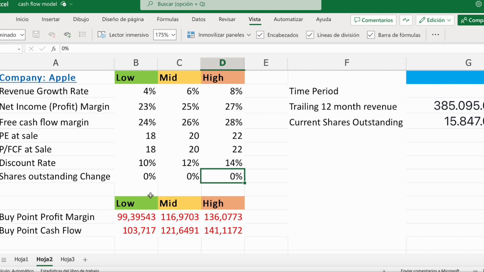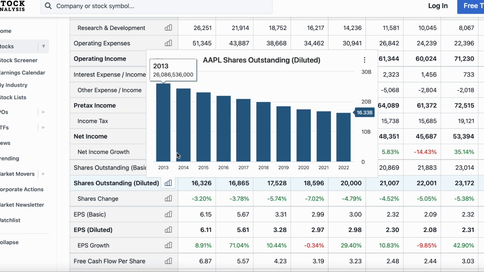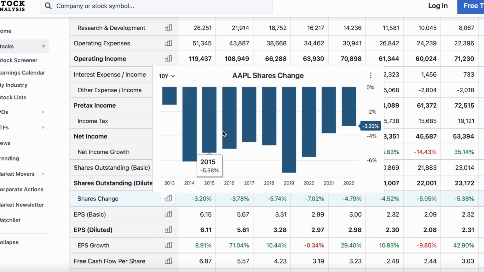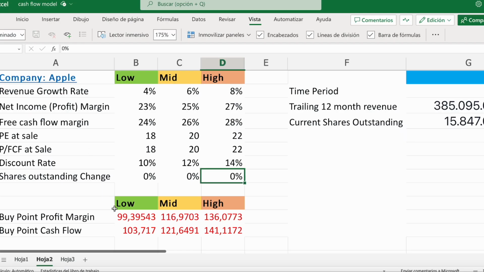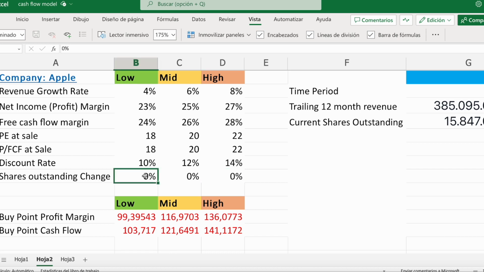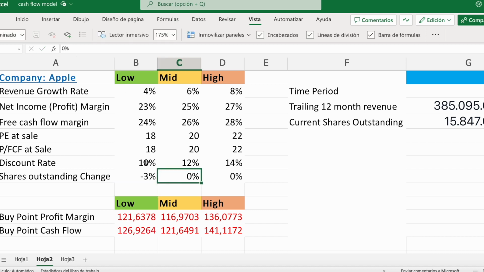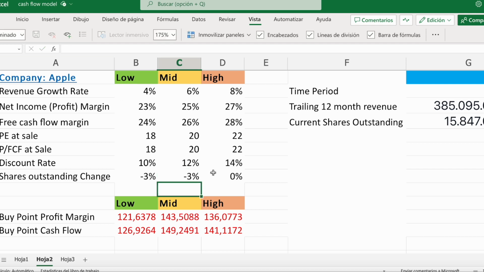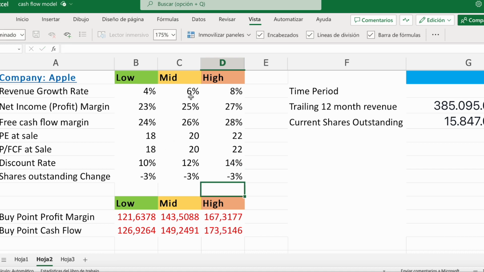Then, in terms of shares outstanding, we are going to see that Apple has been buying back shares consistently every year for the past 10 years. So we can also see that they have been buying back around 3 to 6% of their shares every year. And you're gonna see how this price is gonna go up. This means that when a company buys back shares, they can reward investors and their stock price can go up. So it's a way of rewarding investors who stay with the company. And I'm gonna put minus 3% on all assumptions.